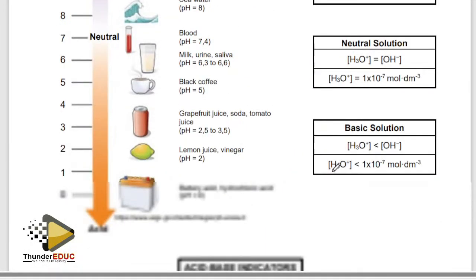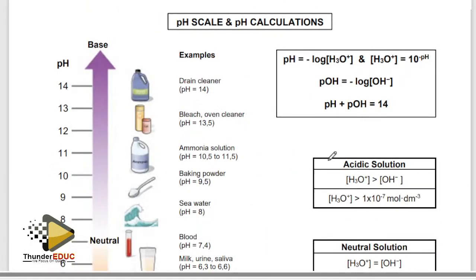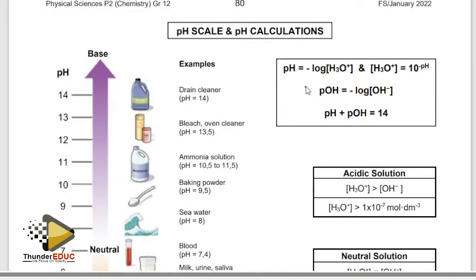Then another thing is how to calculate the pH. pH is equal to the negative log of the hydrogen ion concentration. Sometimes the hydrogen concentration or hydronium ion concentration is not given, so you have to use pH plus pOH equal to 14, or the concentration of the base, and then you find the mole ratio, how many hydrogen ions there are, and after that you are able to calculate the pH.